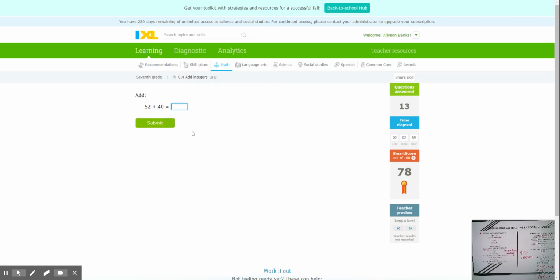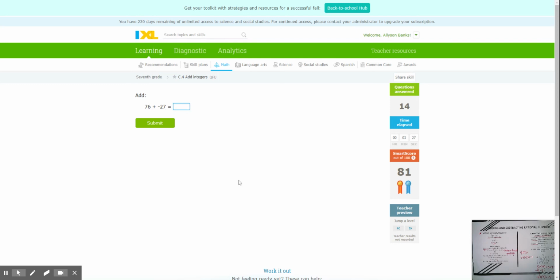And 52 plus 40, they're both positive, so we add them together. So 5 and 4 is 9, and 2 and 0 is 2, so 92. Okay, look here, we already have a SMART score of 81. But if we want to continue, we would say these two are opposite signs, so we would subtract 76 minus 27, and then it would be positive because 76 is greater than 27.